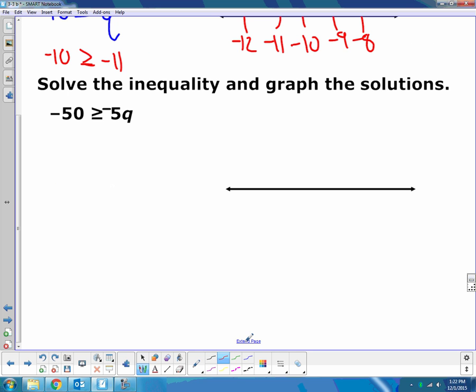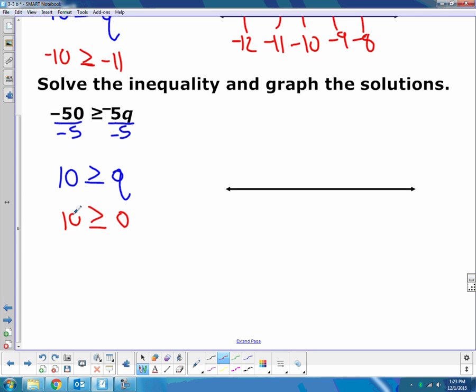Same idea. I'm going to solve for q, so I'm going to divide both sides by negative 5. Negative 50 divided by negative 5 is 10, so 10 is greater than or equal to q. Then I find a potential solution and double check that it works. Let's say q is 0. 10 is definitely greater than or equal to 0, so q could definitely be 0.